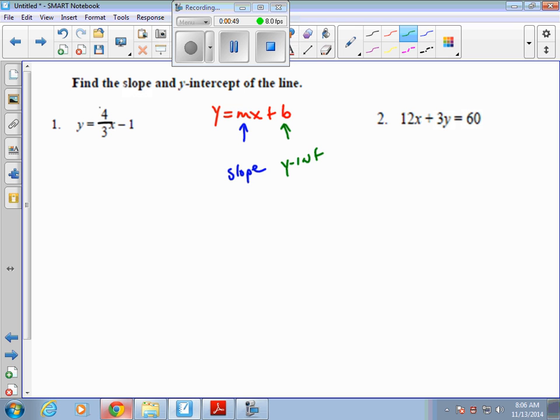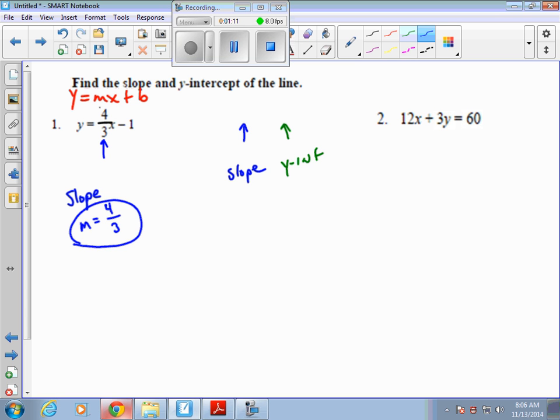So this first equation, y is equal to 4/3 x plus 1, is in mx plus b form. It shows us, the first thing, it shows us what m is. That's our slope. Remember, the variable that's used for slope is m. So the slope for number 1 is 4/3. It's not 4/3x, it's just 4/3.